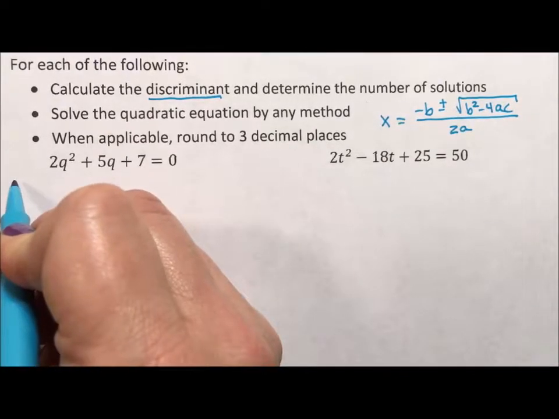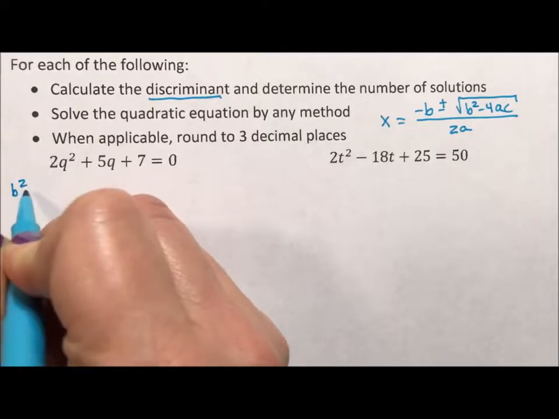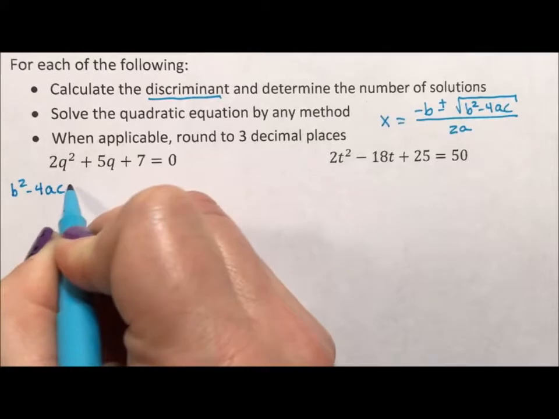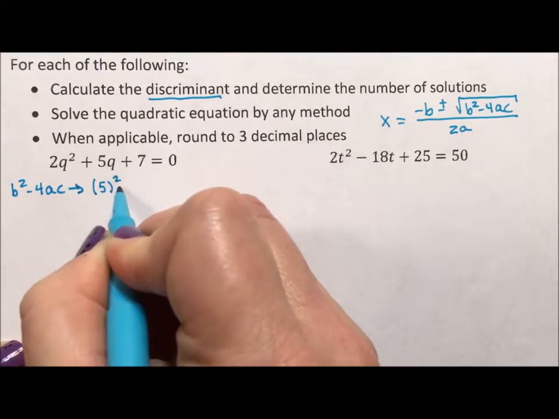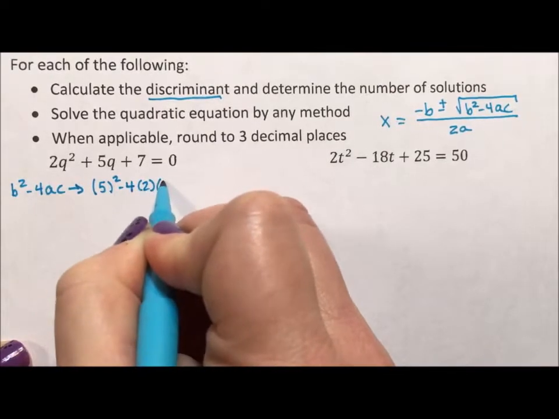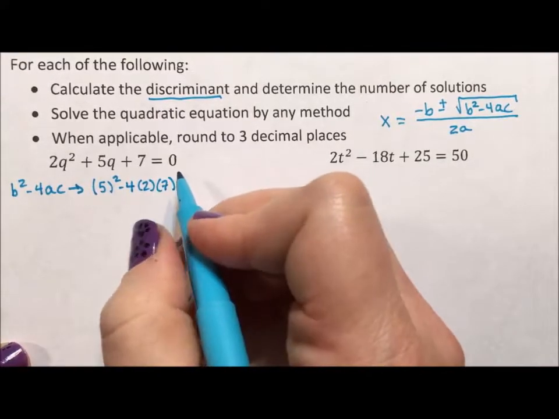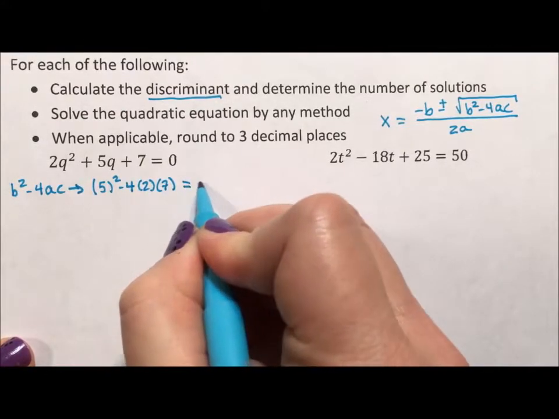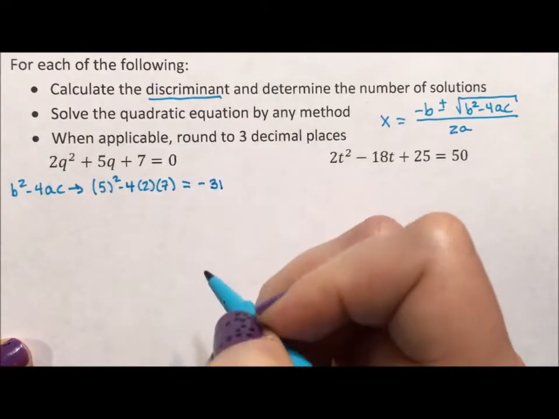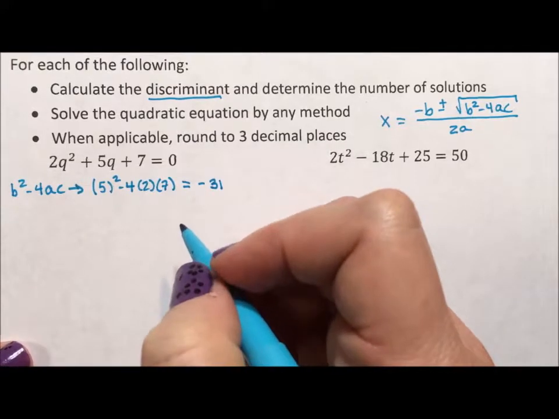So we're going to look at this one and solve for b squared minus 4ac. So b is 5 squared minus 4 times 2 times 7. 5 squared minus 4 times 2 times 7 is negative 31. That negative means the answer is imaginary.